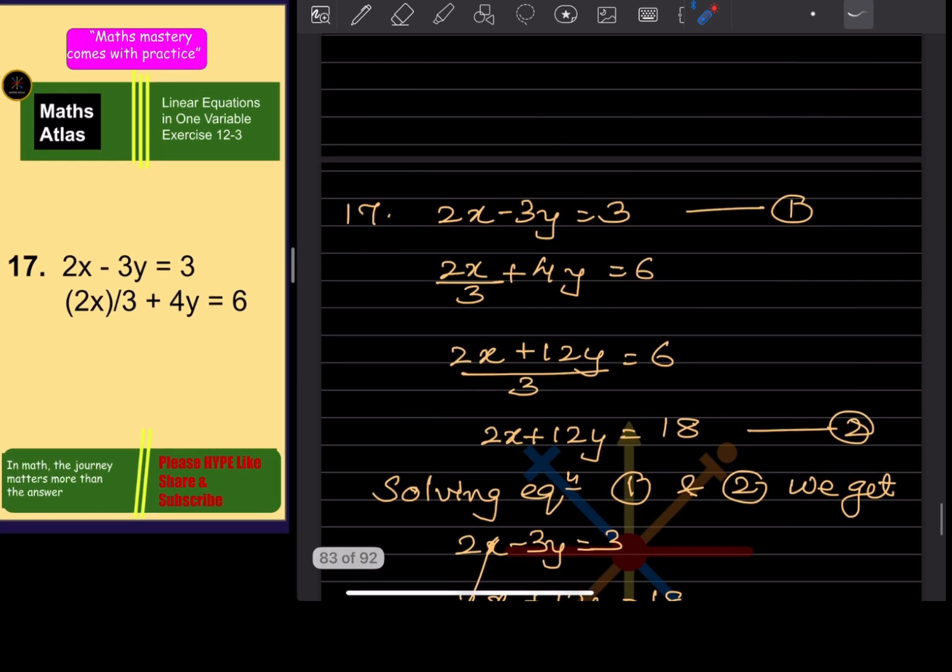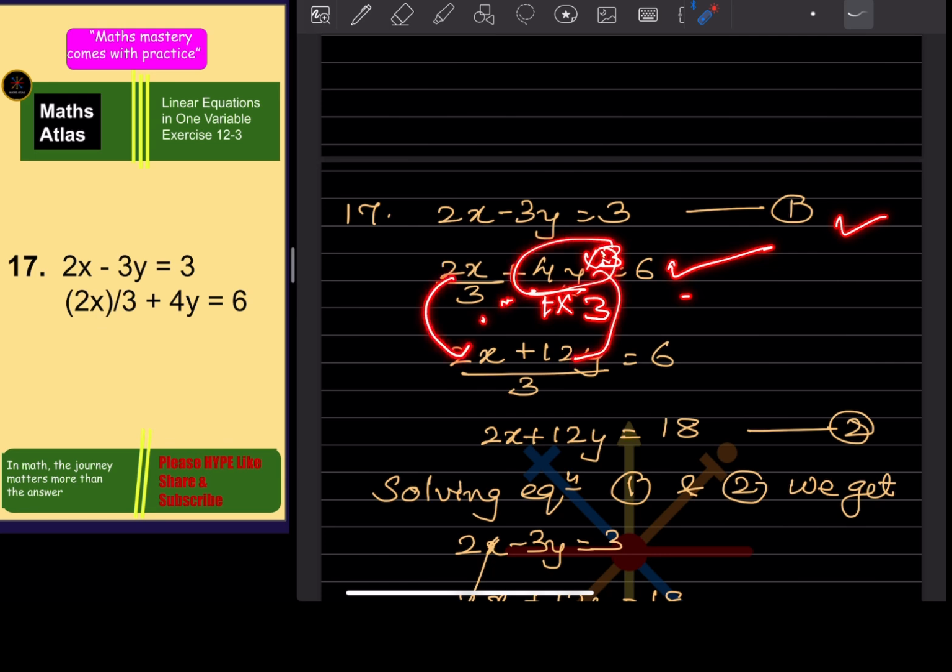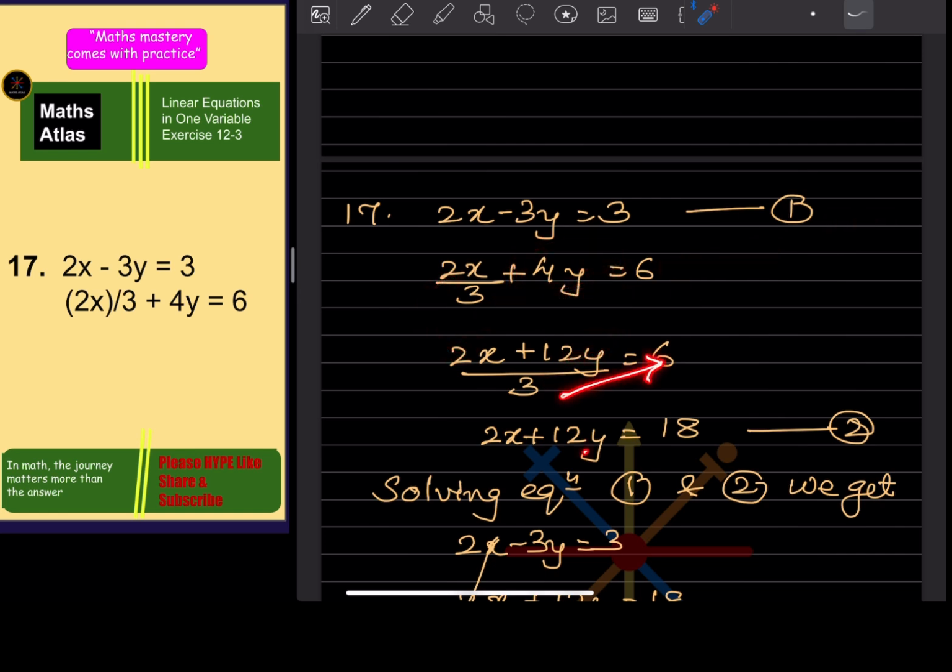So now you can have a look at this one. We have already done this type of problem. So this will be equation number 1. Now we can do one thing here. We can take the LCM of this one because we can see the denominators are different. So LCM is 3. So the same thing is written over here. 2x plus 12y divided by 3 is 6. So 2x plus 12y. This will go on this side, will get multiplied. That is going to be 18. So this will be equation number 2.